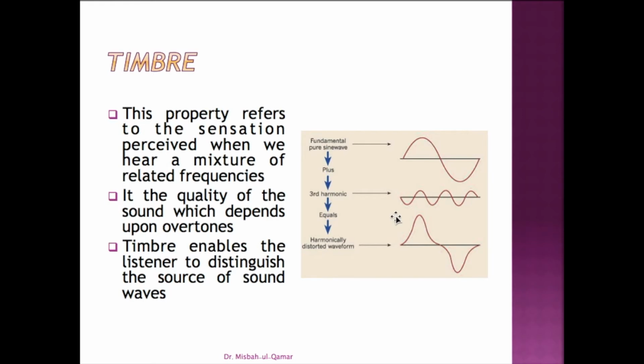I give you an example: the same note played on different musical instruments is perceived differently, it sounds different. So it is this quality of the sound, the timbre, which enables the listener to distinguish the source of the sound wave.